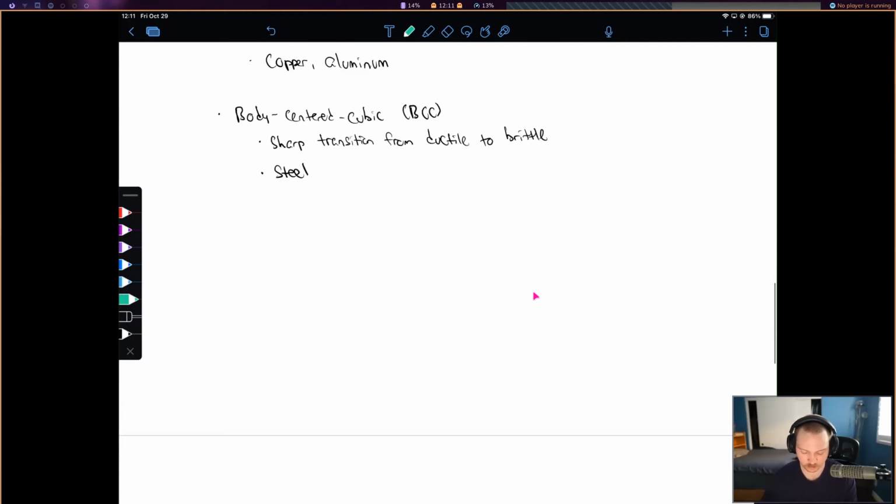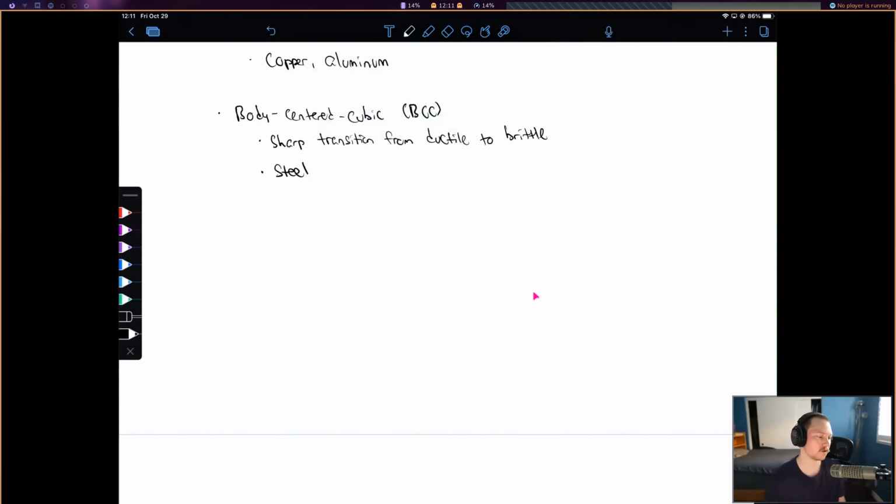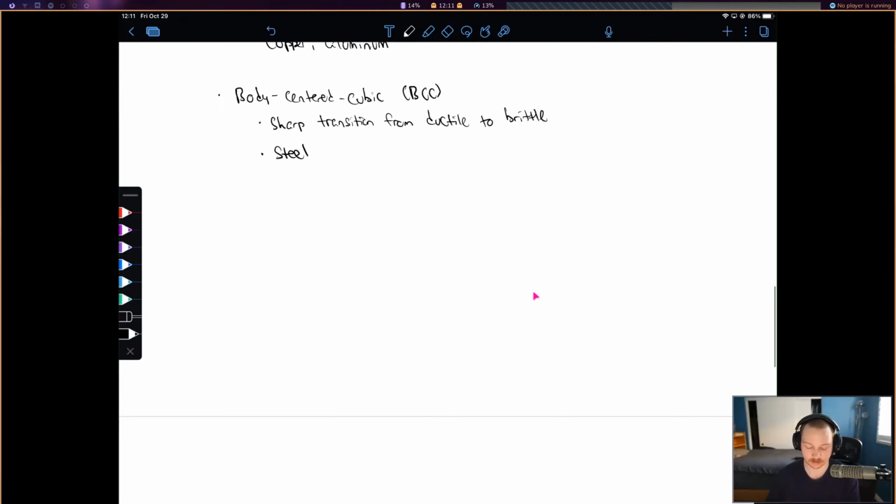Actually, I will do a new graph, because typically what you'll see is the face-centered cubic materials are actually even more tough than the body-centered cubic at high temperatures, just by a little bit. So let me just do a new graph.